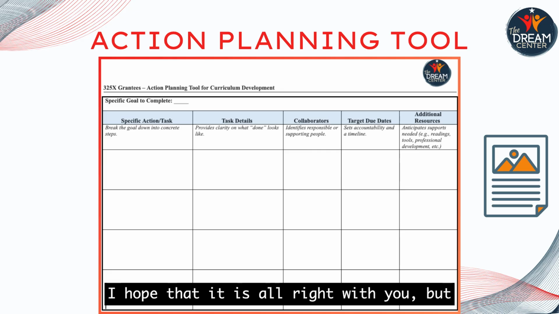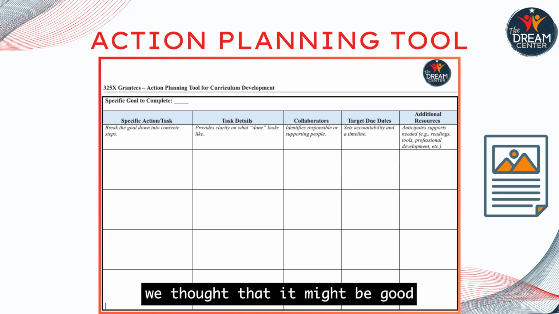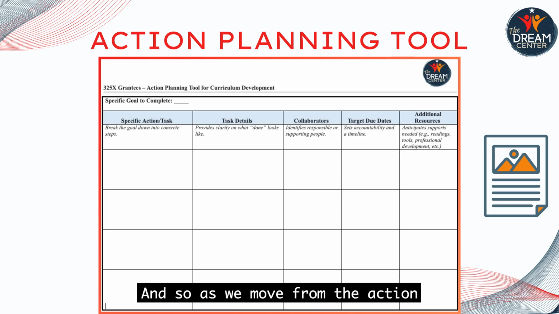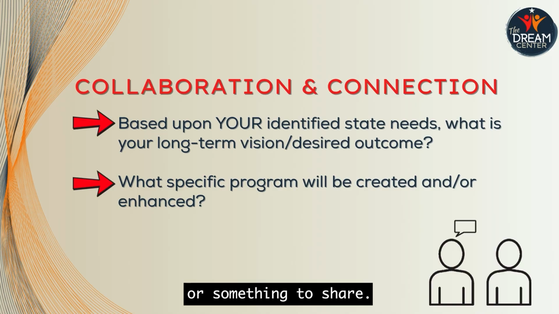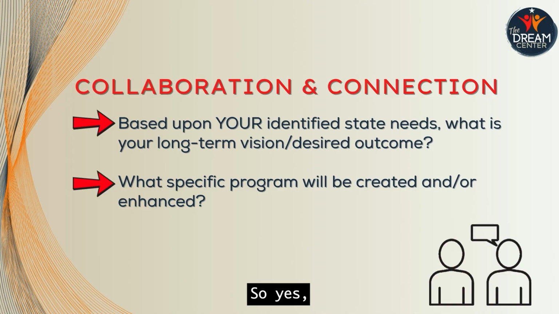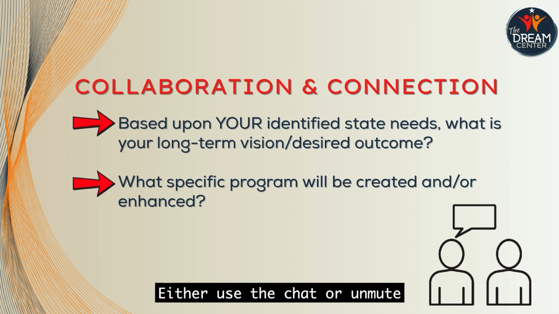I hope that it is all right with you, but when we were planning for this, we thought that it might be good to see an example of a 325K, which is very similar to the 325Xs. And so as we move from the action plan, we've got an example here or something to share. Okay, so yes, we know that action plans are good. Either use the chat or unmute.